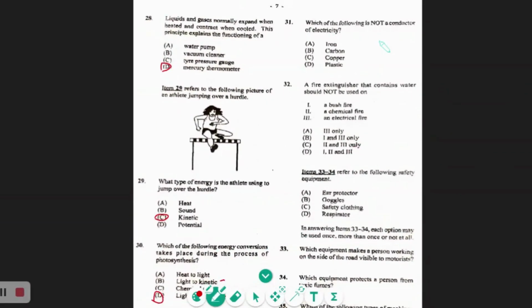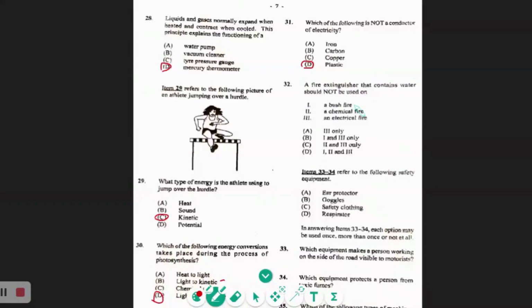31. Which of the following is not a conductor of electricity? So if it's not a conductor, then it's an insulator. It does not allow electricity to pass through it, and that is plastic. D.